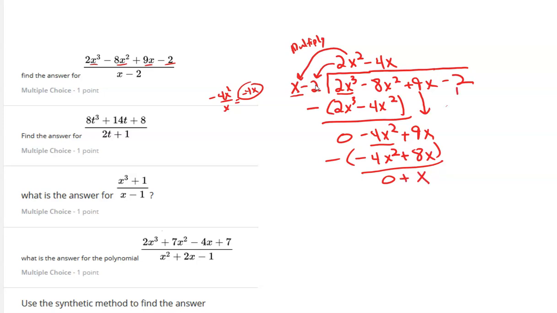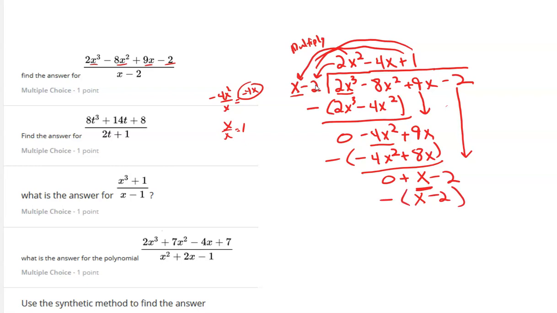And then you bring down your last term, minus 2. And you're left with x minus 2. So your lead term is x, and this is x. And what is x divided by x? That's just 1. So up here it would be positive 1. And so then you take this 1 and you multiply it into both of those. And you get 1 times x is x. And then 1 times negative 2 is negative 2.